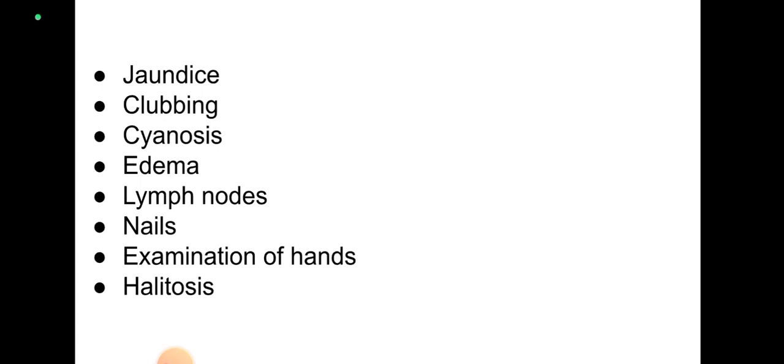After pallor, we check for jaundice. It is a yellowish discoloration of skin and oral mucous membrane due to deposition of bilirubin. Normal total serum bilirubin level is 0.3 to 1 mg per deciliter.